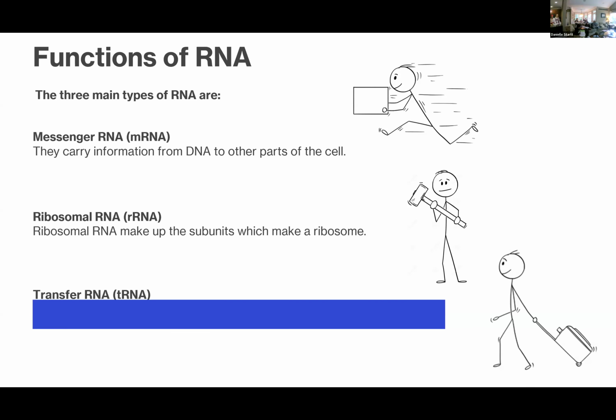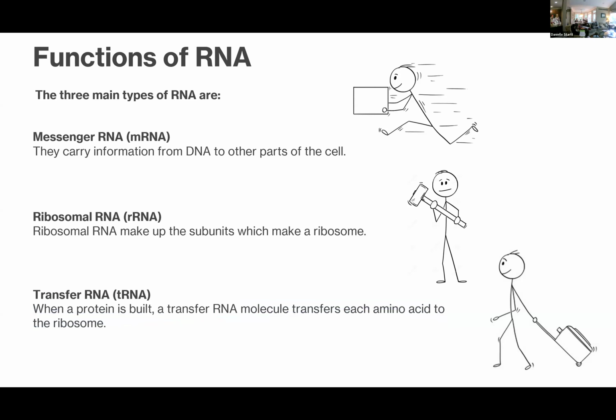And the last type of RNA is transfer RNA. And what does it do? Oh, Xander. Yes, it carries amino acids. When the protein is built, the transfer RNA molecules transfer each amino acid to the ribosome.